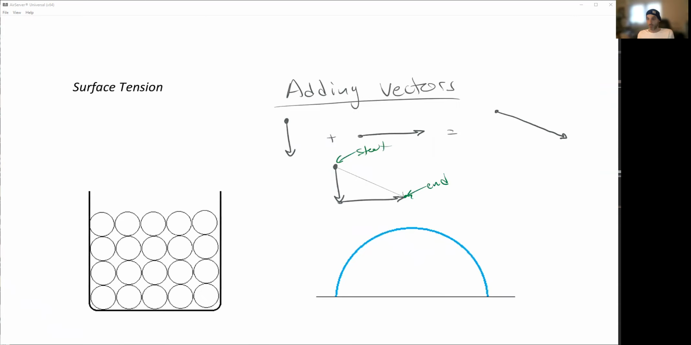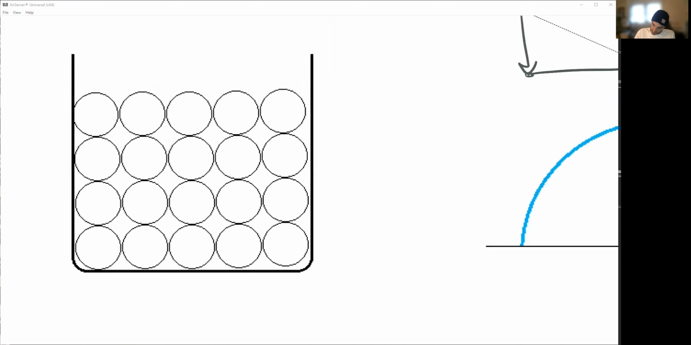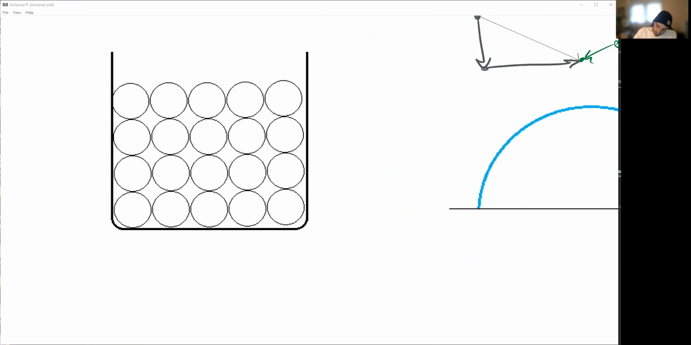Good. So what does this have to do with surface tension? So we've got two different types. So if this is a bunch of molecules, I recognize this is a little bit extreme, but that's fine. So if we look at this, we have two types of molecules. I have ones on the surface, and I have ones that are below the surface. So we're going to look at these both separately.